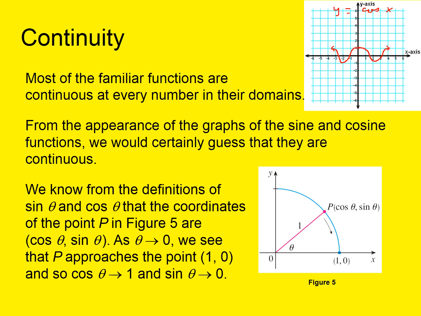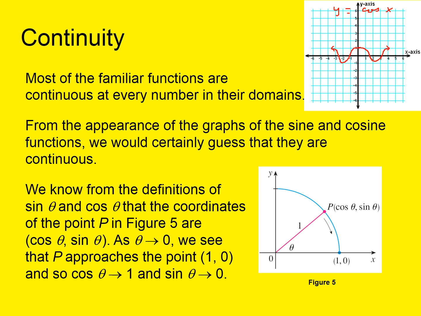We know from the definitions of sine theta and cos theta that the coordinates of the point P in figure 5 are cos theta, sine theta. If we're on the unit circle, cosine is the distance to the right of the y-axis. Sine is the distance above the x-axis. Of course, these things can be negative if, for example, we're below the x-axis.